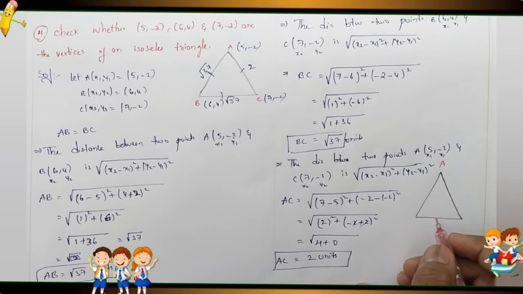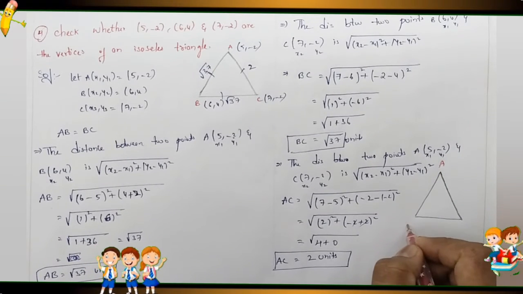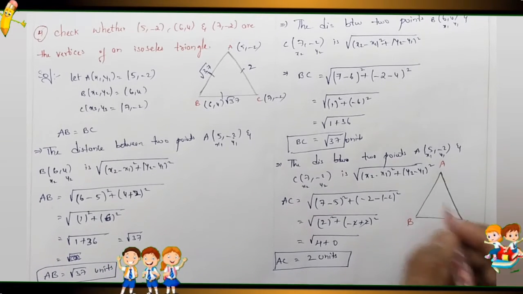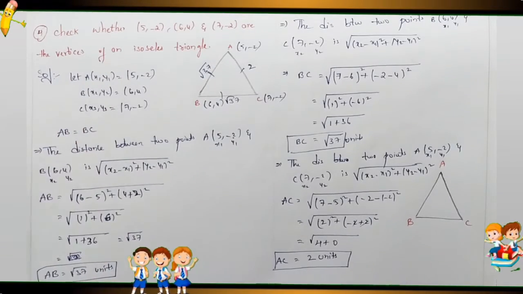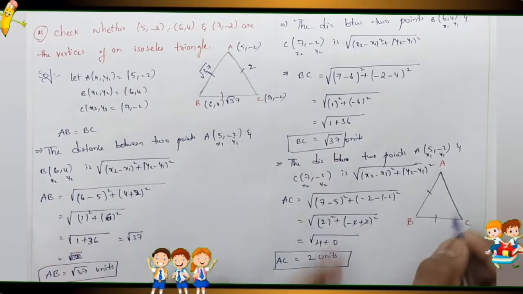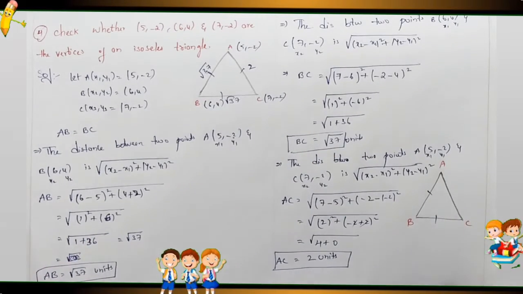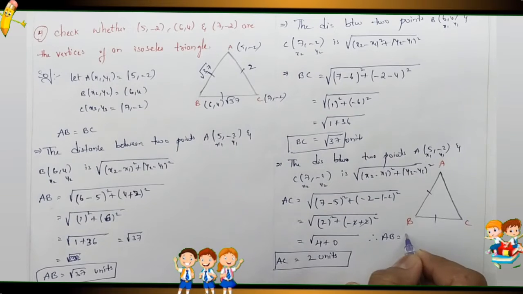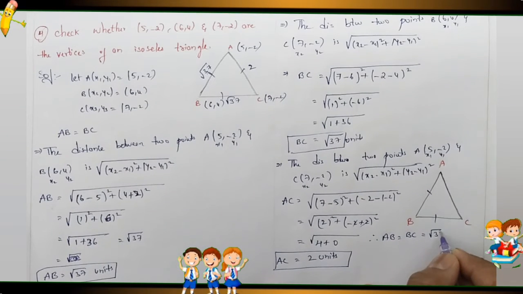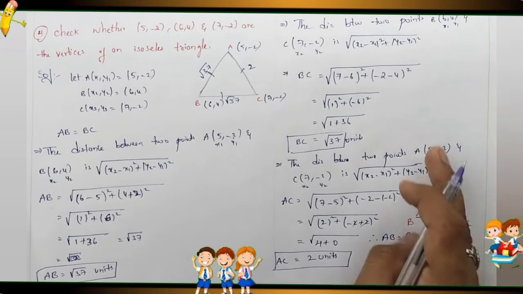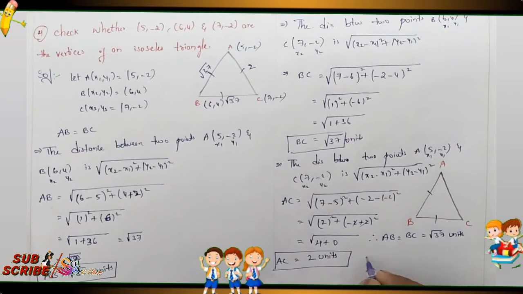AB. This is A. Here AB and AB, what do we get? AB value, how much? Root 37. Next BC value, we got AB and BC should be equal. So this should be equal. Therefore you can write AB is equal to BC is equal to root 37 units. In an isosceles triangle, two sides are equal, that is AB and BC. So therefore you can write down.